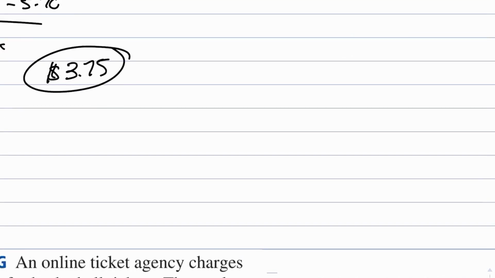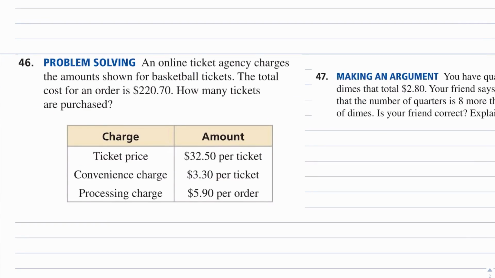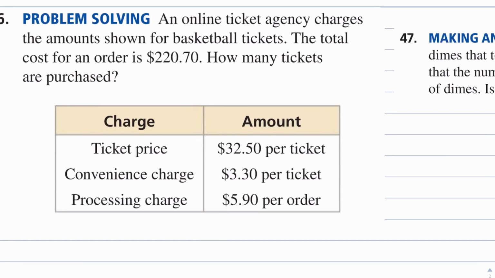So let's move on to the next problem we have, which is number 46. An online ticket agency charges the amount shown for basketball tickets. So they're showing us down here. The total cost for an order is this much money. How many tickets are purchased? So again, we can define our variable because they're asking us a question. They want to know how many tickets are purchased, which means in my equation, x should be the number of tickets sold, or purchased, excuse me.